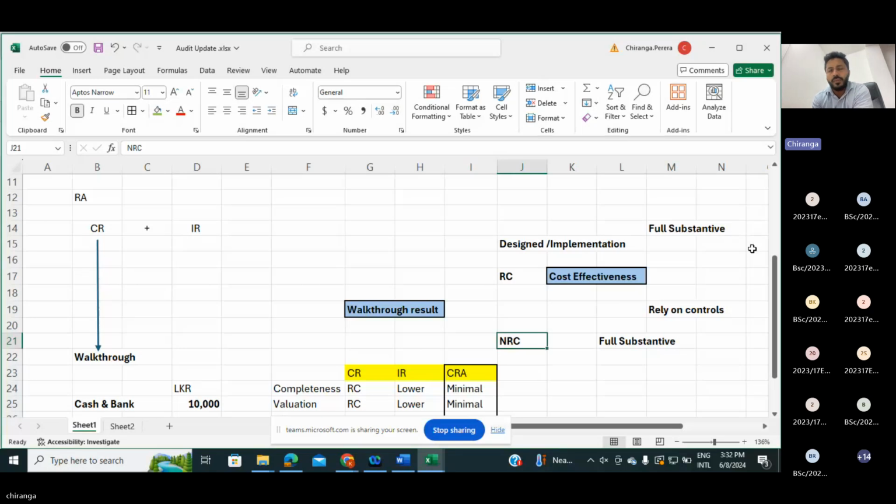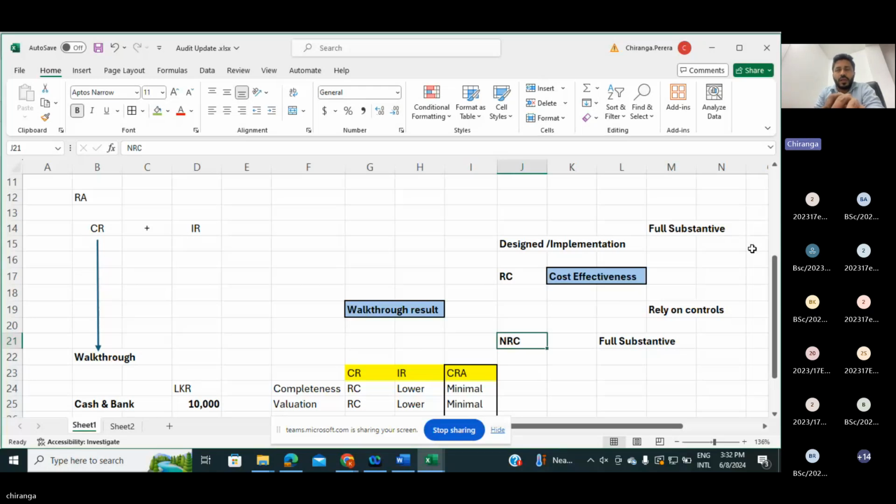So then you are not comfortable with that, right? Are you going to test the operating effectiveness of that? Can we do that? No. Can't, right? If there's no design and no implementation, how can you test the operation? Do we need to waste your time checking the operation? No need, right? So then you can go to a full substantive approach.